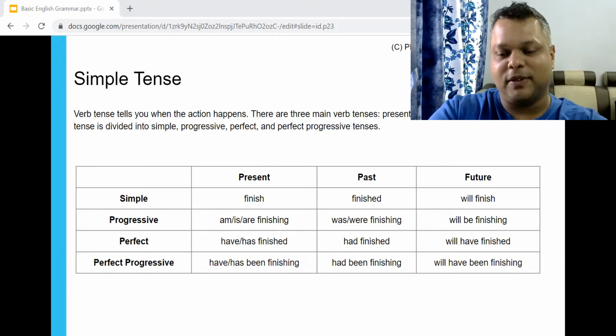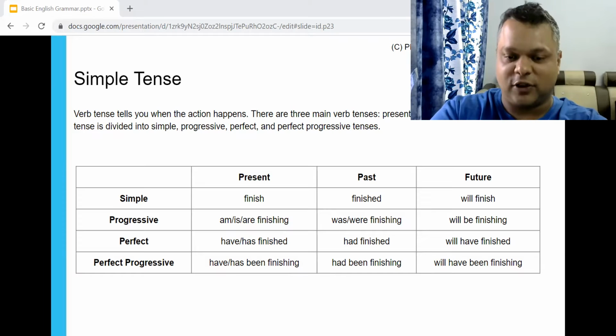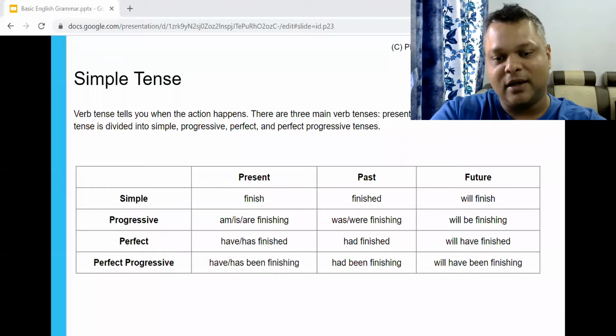First example is simple. Simple matlab it is simply telling you whether it is present, past या future. For example, finish. Finish matlab is it done? Yeah, it's finished. Present. अभी आप पूछ रहे मुझे is it done? Is this session over? Yes, it's finished. Okay, sorry, yes, it's finished.